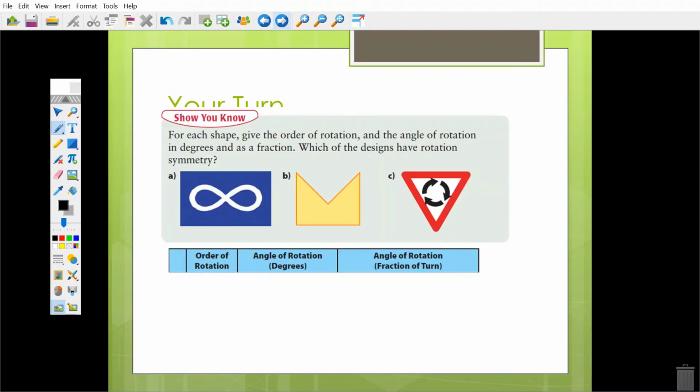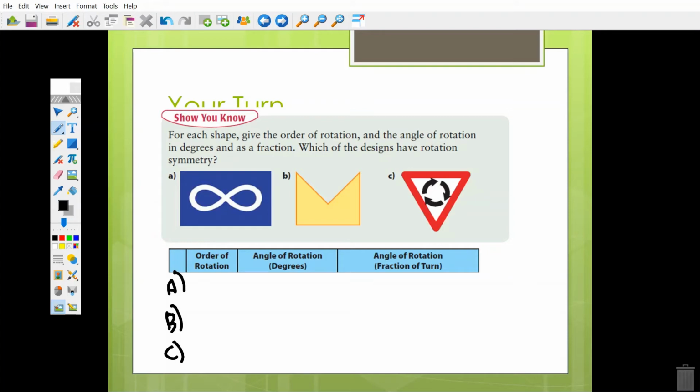Alright, here are 3 more shapes for you, so if you could pause the video at this point and fill out the table for the order of rotation, angle of rotation, and the angle of rotation as a fraction, that'd be great. So please pause now. Now that you've had a chance to try, let's look at the answer.